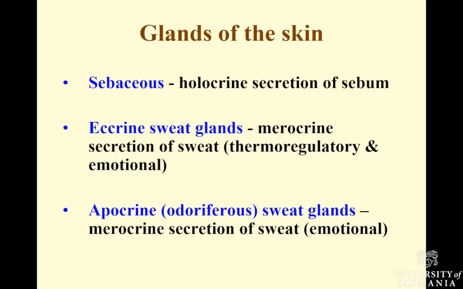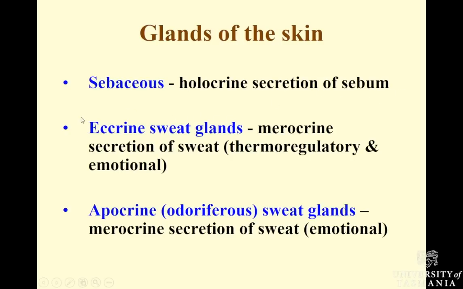So as we know, there's 3 different types of glands which exist within the skin. Sebaceous glands, which are an example of holocrine secreting glands, so they're the cells where the whole cell becomes the secretion, and they produce a secretion called sebum, which is a lipid-based secretion.